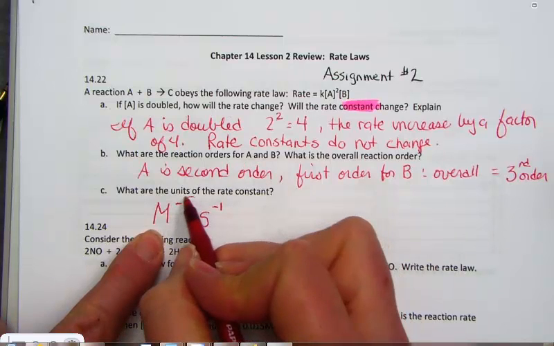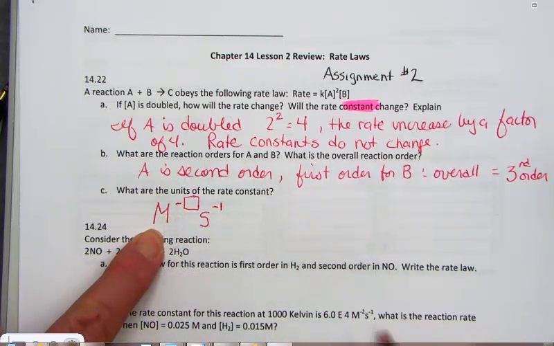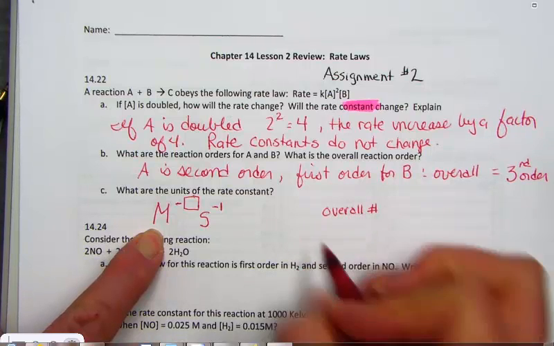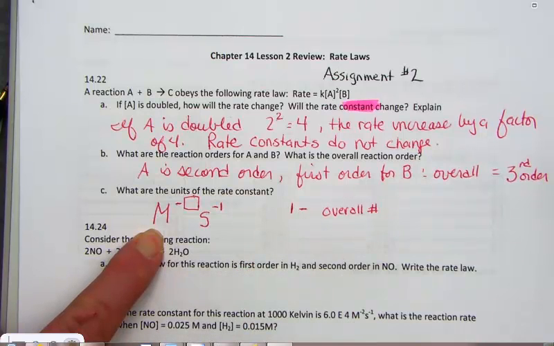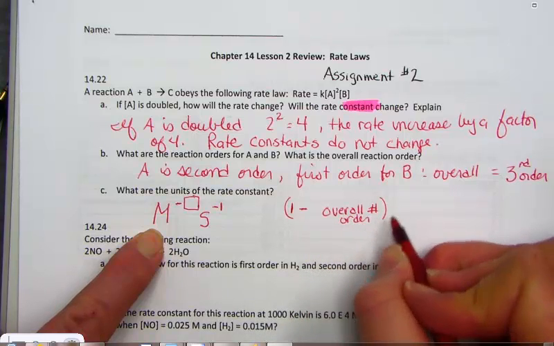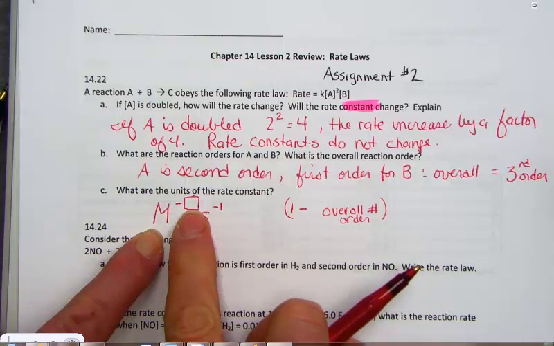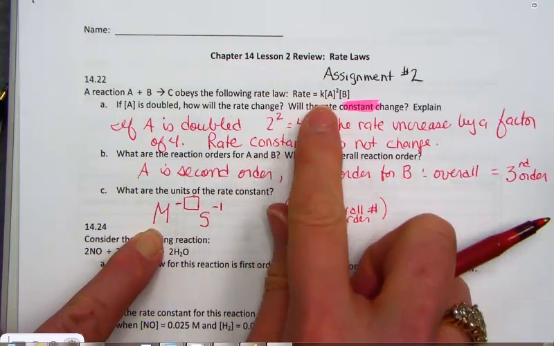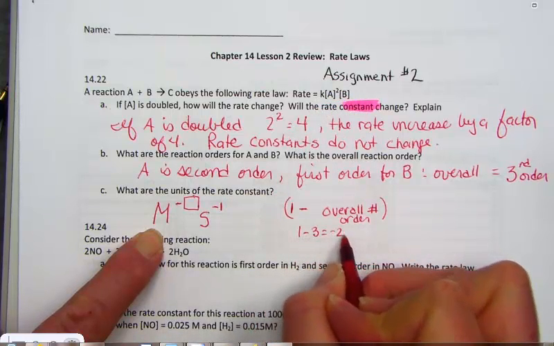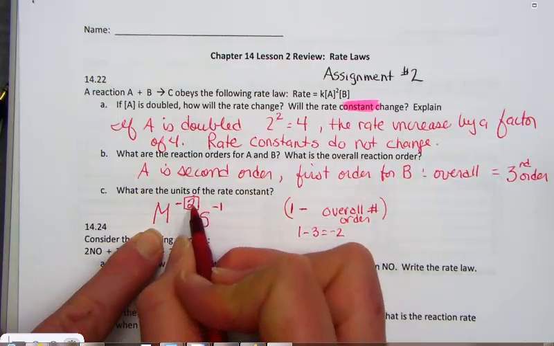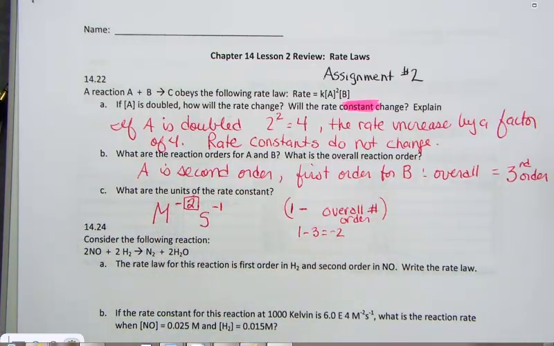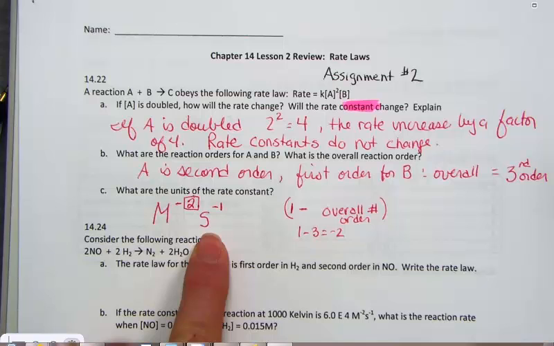Now, to get this particular number, the value here, the little trick is take the overall order and take it from the value of 1. 1 minus the overall order will tell us what concentration value to place here for my rate constant unit. So if we said the overall order was 3, 2 plus 1 is 3, 1 minus 3 gives me a net of negative 2. Molarity raised to the negative 2, seconds raised to the negative 1. And those negatives are just reminding us that they're reciprocal values. So sometimes you'll hear me say per second.